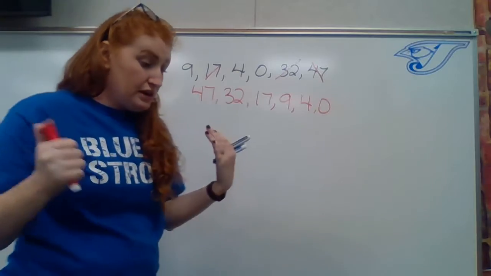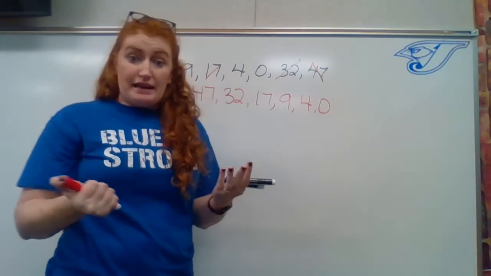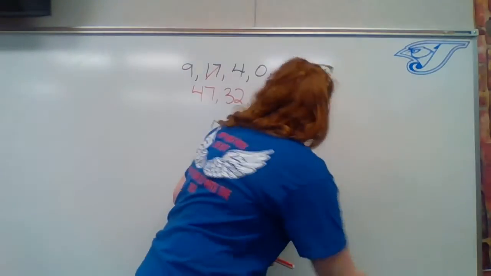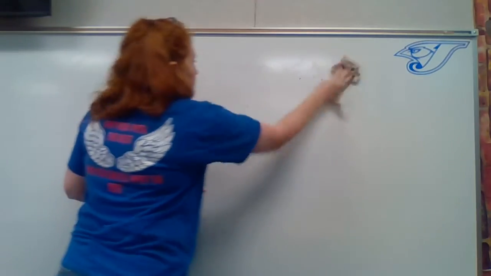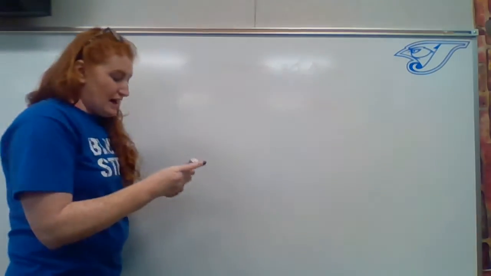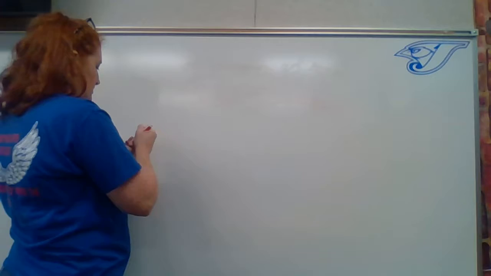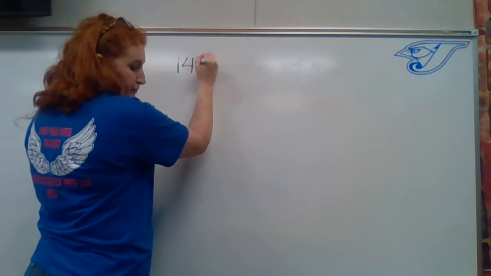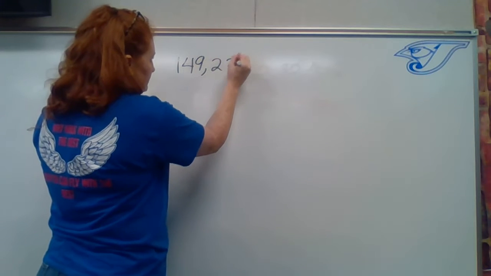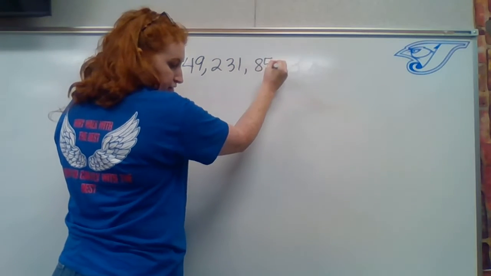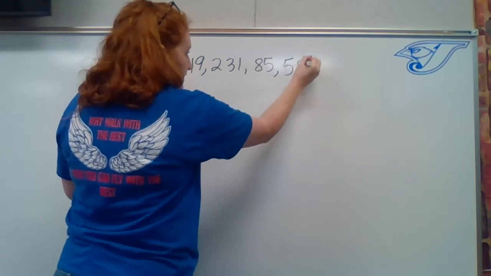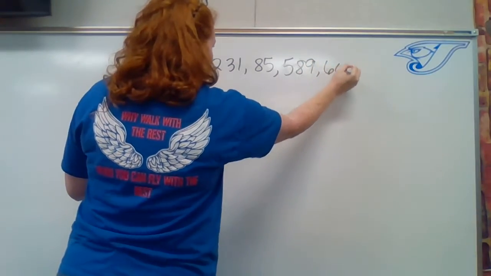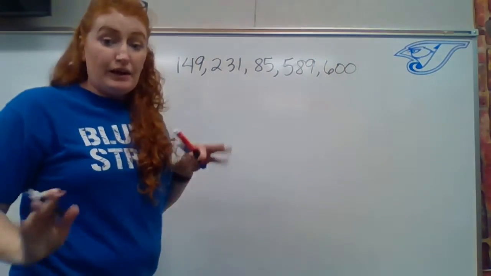Again, we will need to do our same thing when the numbers get bigger. So I'm going to use the same numbers as last time. They were 149, 231, 85, 589, and 600. So there are numbers in a random order.